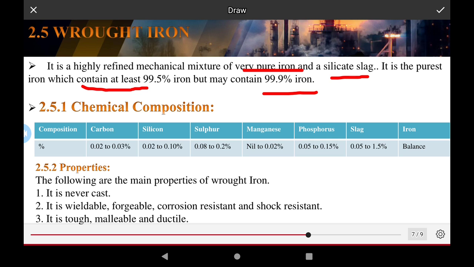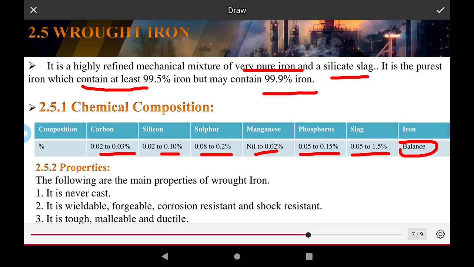Chemical composition of wrought iron: carbon 0.02 to 0.03%, silicon 0.02 to 0.10%, sulfur 0.08 to 0.2%, manganese and nickel nil, phosphorus 0.05 to 0.15%, slag 0.05 to 1.5%. The balance is the remainder, made up by iron.